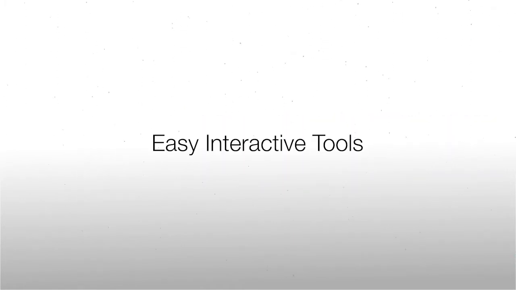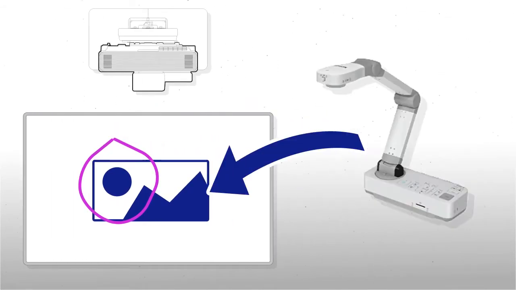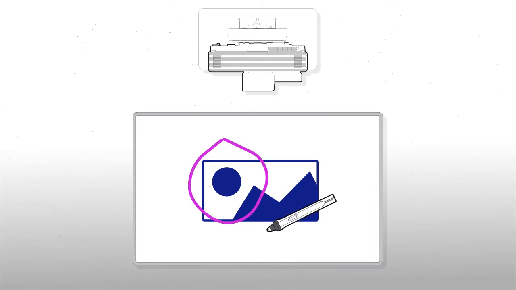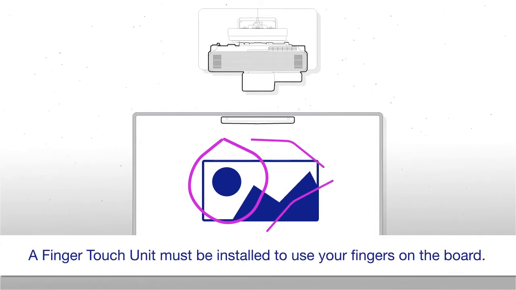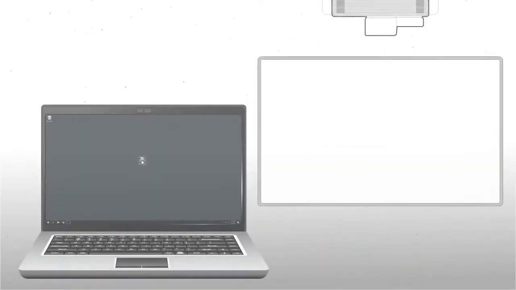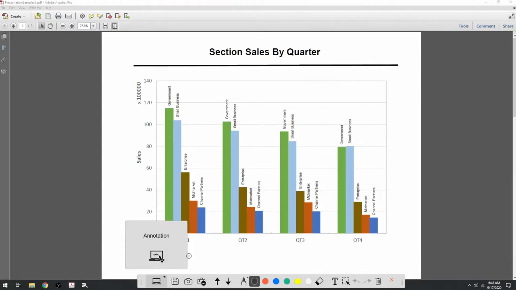You can use the Annotation mode within Easy Interactive Tools, or EIT, to draw on images projected from a computer screen or document camera using an interactive pen or your finger. Run EIT on your computer. Select this icon, then this icon to switch to Annotation mode.